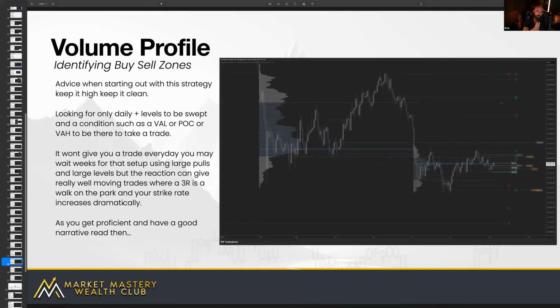So my advice when starting out with this strategy: keep it high time frame, keep it clean, looking for only daily levels to be swept and a condition such as a VAL or a POC or a value high to be there to take the trade. Won't always happen, don't always need it, but I'm giving you the trades that happen far less often, but when you are trading at them, you're generally going to be on the right side of the trade.